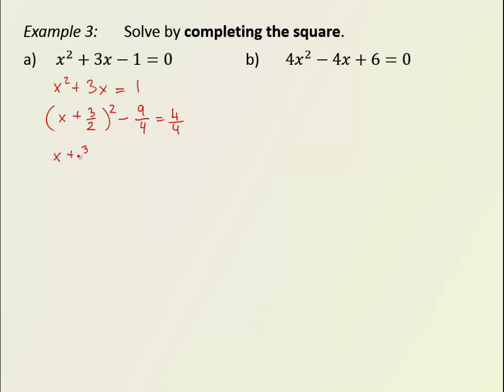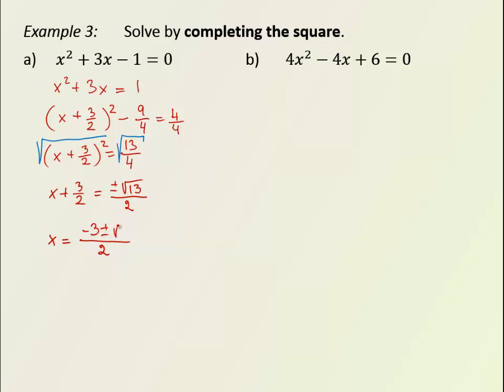So x plus 3/2 squared equals 9 plus 4, it will be 13/4. Then we are taking square root on both sides, and we obtain x plus 3/2 equals plus minus root 13 over root 4, which is 2. Finally, bring the 3/2 to the other side under common denominator 2, so it's negative 3 plus minus square root of 13 over 2, and we're done.